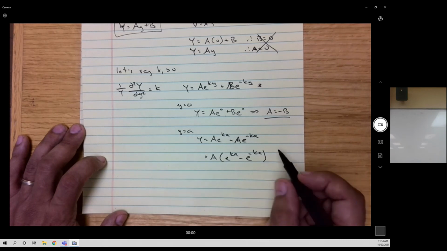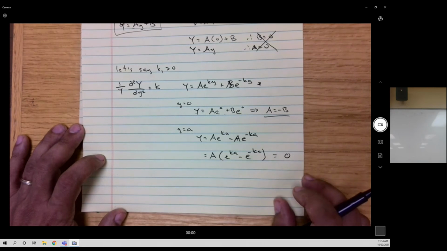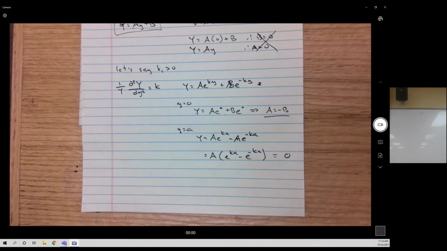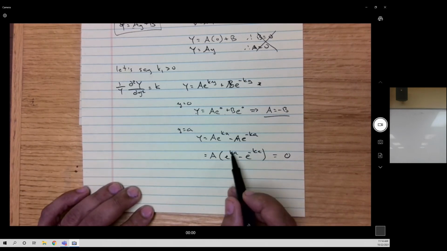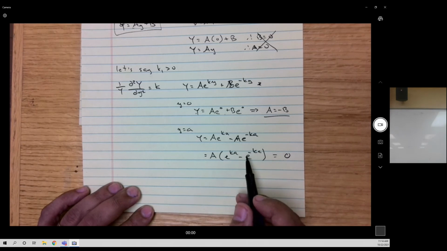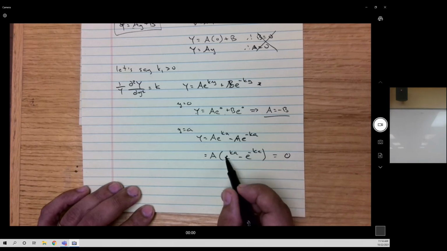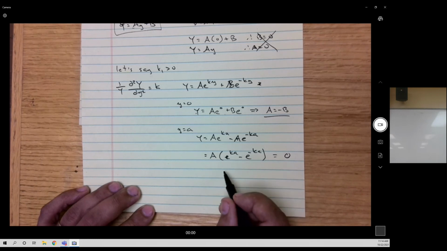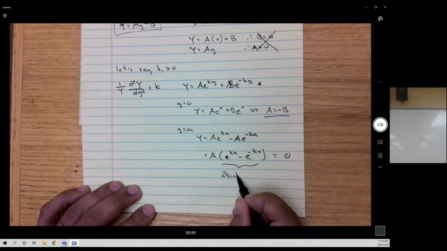Okay, and again, what I want is for these things to be 0. So there's one solution, A to be 0. And if we make A 0, then y is going to be 0, and then we got the same case as before. The other one: would this be possible to be 0? Do we have a particular value of k and a that can be 0? So this is a hyperbolic sine function, the same as 2 sinh of k a.